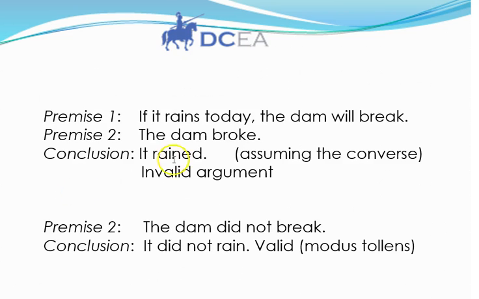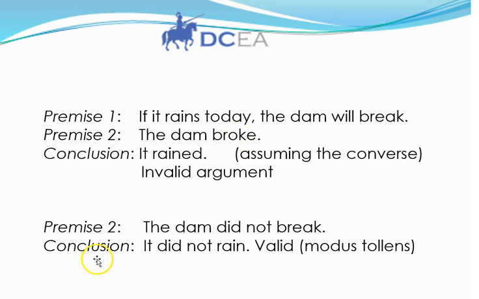Let's do a third one. If it rains today, the dam will break. The dam broke. It rained. We're assuming the converse. This is an invalid argument. The dam might have broken whether it rained or not.